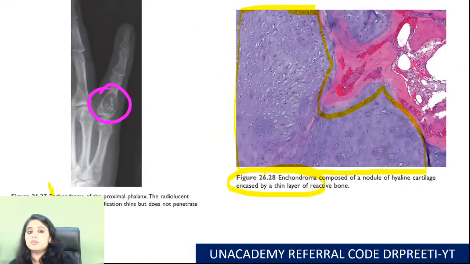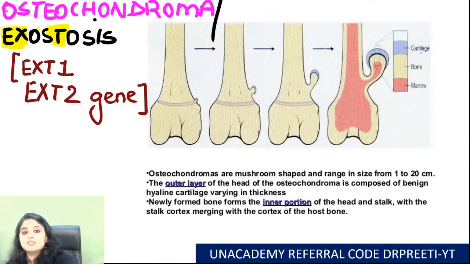So this was your enchondroma. Enchondroma means inside, intramedullary. You could see it intramedullary, not invading the cortex. Here I could see very nicely the presence of hyaline cartilage, and then I could see calcification. Let's go on to the next one.